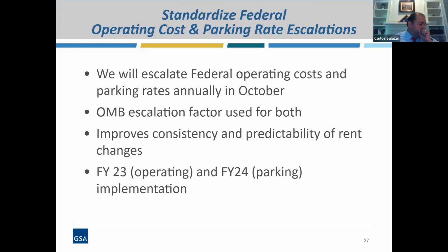Now, currently for an OA in a federal building, the operating cost component of your rent escalates based on the anniversary date of the OA. And this causes a lot of uncertainty and confusion for our customers of when their rent's going to change. About half of those are actually tied to the fiscal year, but the other half, who knows if you can remember when that OA first started. Now, what we are doing is standardizing that the operating costs will escalate at the beginning of the fiscal year in October, providing you with additional predictability for when those rent changes will occur. Now, you'll see this change implemented at the start of FY23, which we're just on the cusp of.